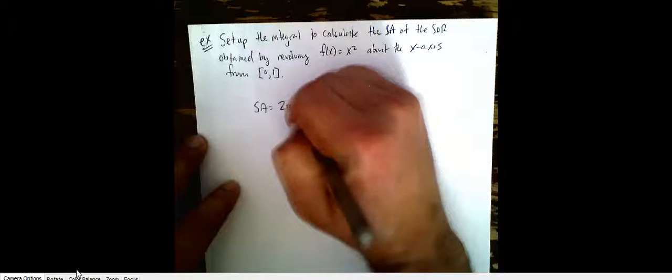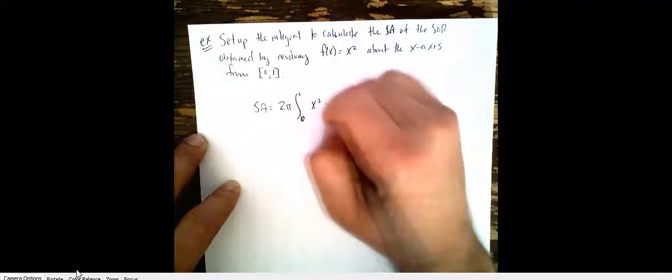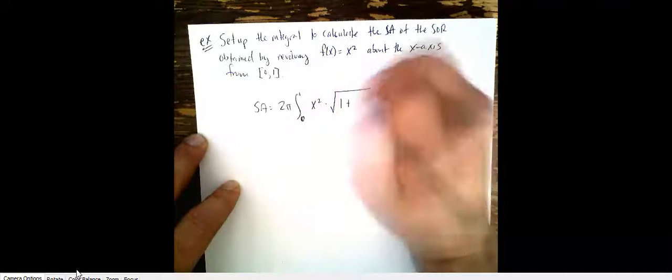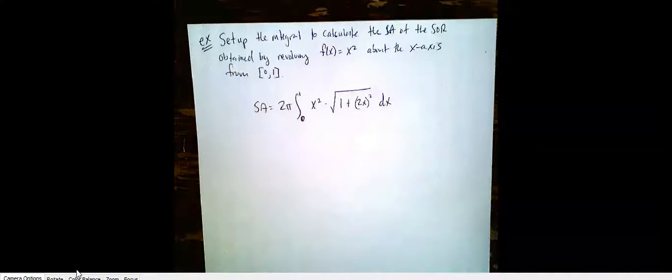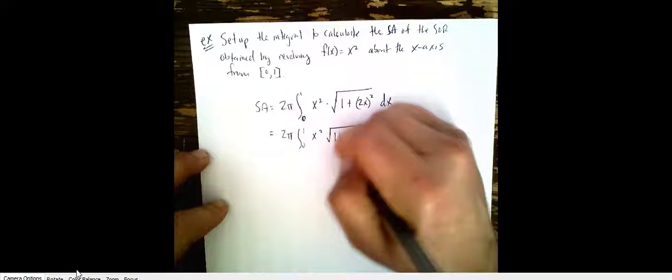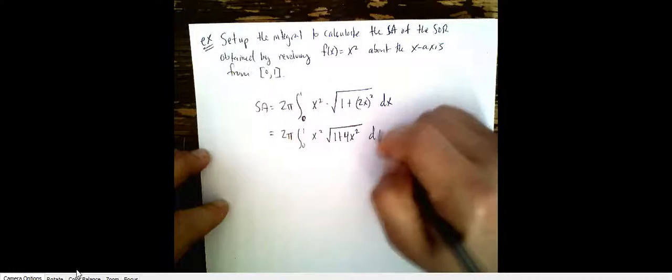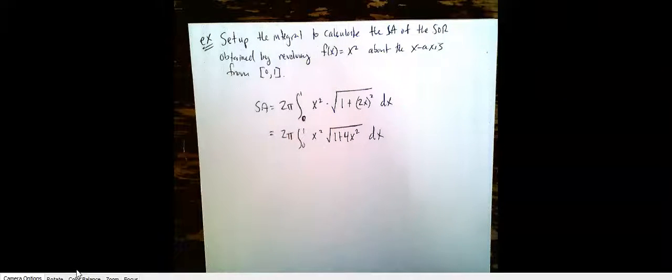So let's take a look. Surface area will equal 2 pi integral from 0 to 1 of f of x, which is x squared, times the square root of 1 plus f prime, which would be 2x, all squared, dx. So that's basically it. Now notice this integral gets a little tough actually, plus 4x squared dx, because u substitution is not appropriate. In fact, we would have to use a trigonometric substitution embedded with an integration by parts at some point in time. So let's just use our calculator to try to get it.